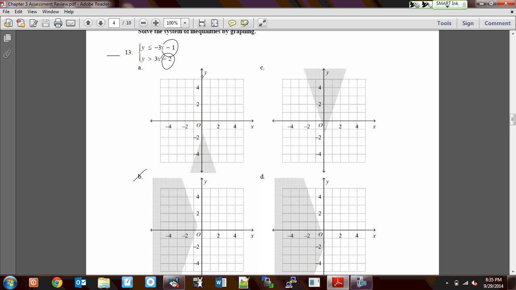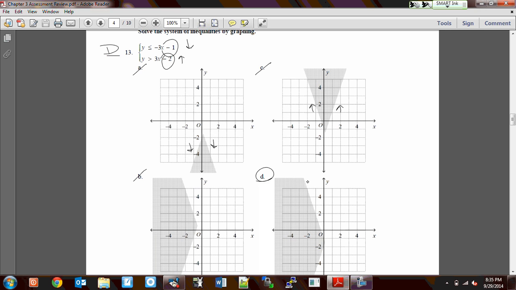All right, so y is less than or equal to -3x minus 1. So that means we would shade below that line. And y is greater than 3x minus 2, so we would shade above that line. Well, here, both of these are shaded below, so it's not A. Here, both of these are shaded above, so it's not C. So that means it has to be letter D.